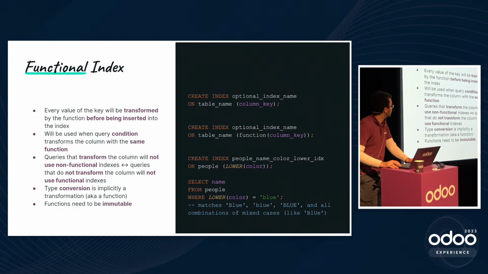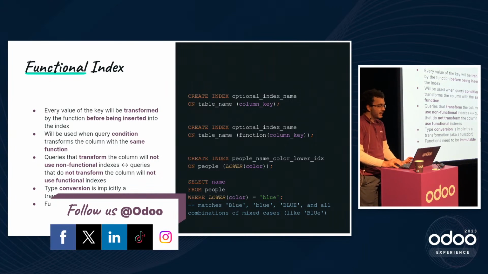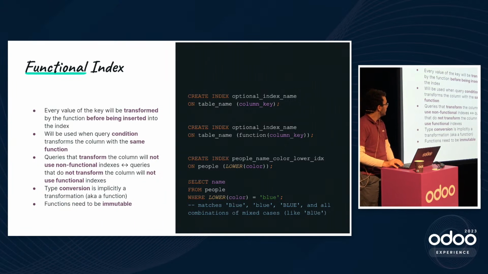And functional indexes. You can put functions on the data that's being input into the index before it's inserted in it. In our case, we have, for example, lower color. Lower takes a string and basically puts it in lower case, so we match multiple variants of mixed case of the word blue, for example. The important point is that queries that do not match the index with the function will not use it, and inversely, queries that have a function will not use indexes that do not have the function. So they need to be in synchronization with each other.